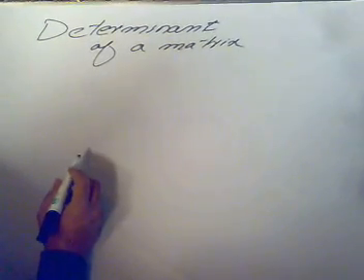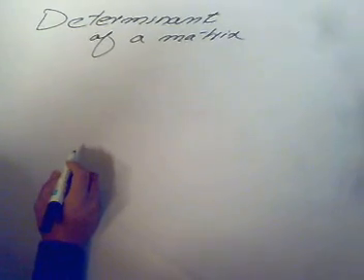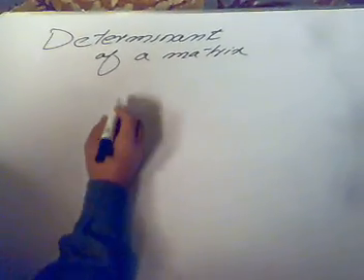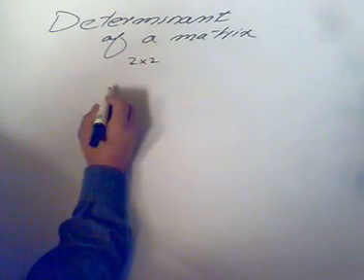Assalamu alaikum students. In today's lecture we will discuss the determinant of a matrix. First we will consider a 2 cross 2 matrix, that is, with 2 rows and 2 columns.